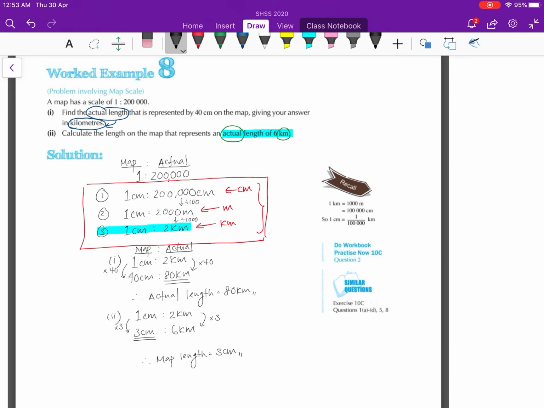Okay? My objective is I want you to learn this. You must know how to convert cm to meters, cm to km. Alright? Then after that, apply it to the question. Choose the correct one. Don't start on working with 1 is to 200,000. That would bring you no good. Okay, we also need these 1, 2, 3 later when we learn area. Alright, that's all I have for you today. Do the practice questions in your workbook that I've given you.